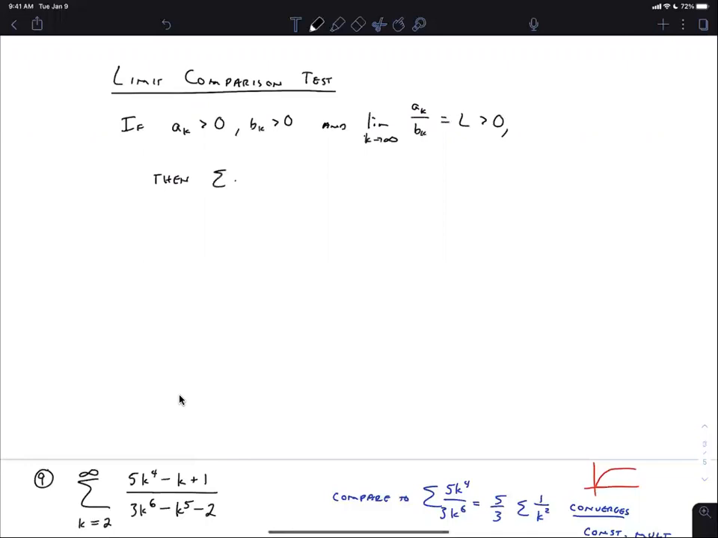Then the sum AK and the sum BK either both converge or both diverge, meaning they do the same thing. They don't converge to the same number, but they both converge. Maybe they diverge here. They would both diverge because they go to infinity. But okay, so you're saying AK is positive, BK is positive. The limit of one of them divided by the other is some number, and that number is positive.